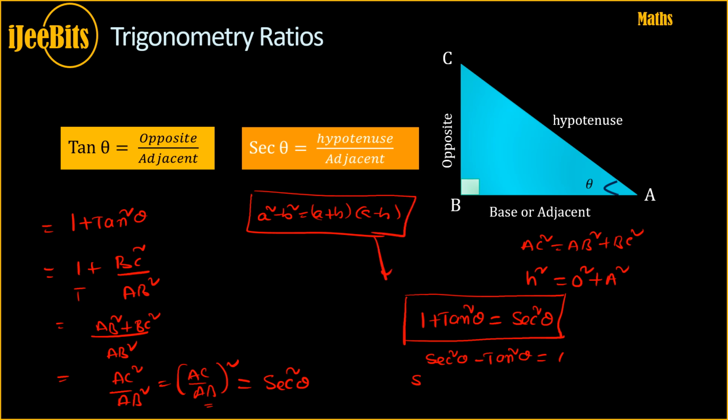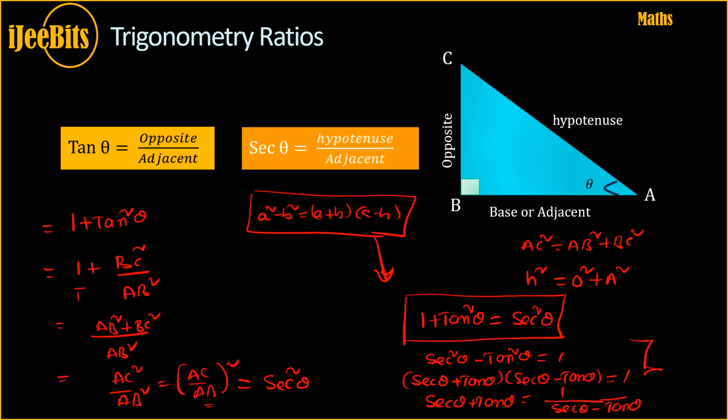So what I'm doing is secant theta plus tan theta times secant theta minus tan theta equal to 1. You can also write something like this: secant theta plus tan theta would be 1 over secant theta minus tan theta. Now, these are the few relationships between tan theta and secant theta.